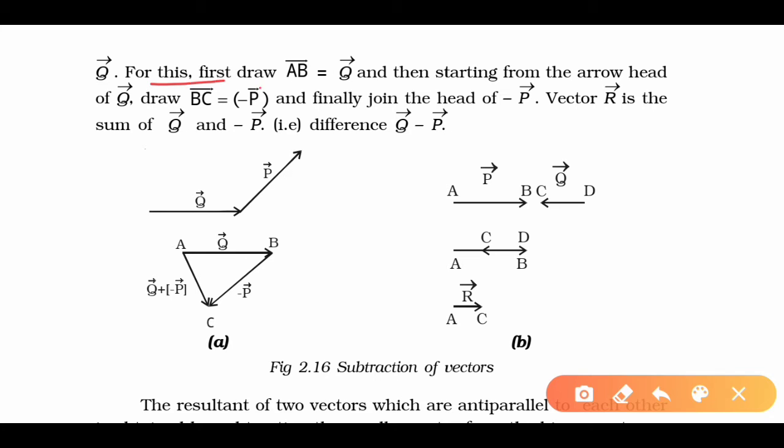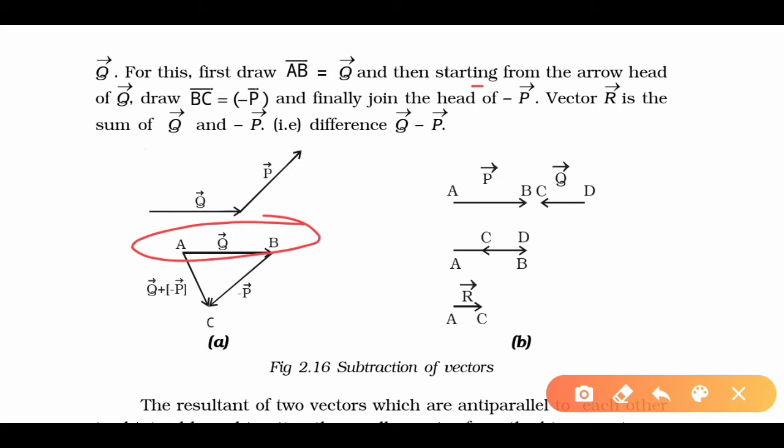Therefore, to subtract p from q, reversed p is added to the q vector. For this, first draw AB vector. You can see in the diagram, AB vector is equal to q vector. This one is A, B. Okay, this one is AB, or you can see in the figure in this segment.